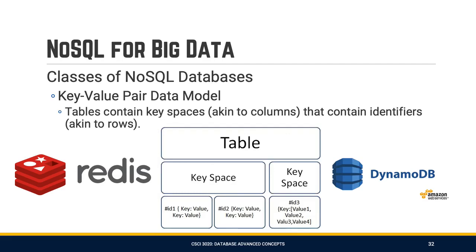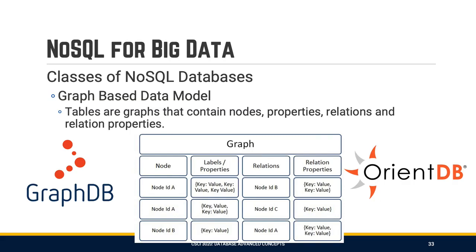Then you have graph databases, where the tables themselves are graphs that contain nodes, labels, relations between the nodes, and the properties for those relations. So you see the examples here. You have nodes that are related. Node A in this case might be related to node B, and then the properties of that node are listed as well as the properties of the relation. So this becomes a way of representing mathematical graphs in a database. GraphDB and OrientDB are two of the graph-based data models that exist out there.